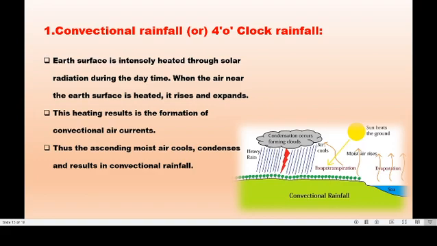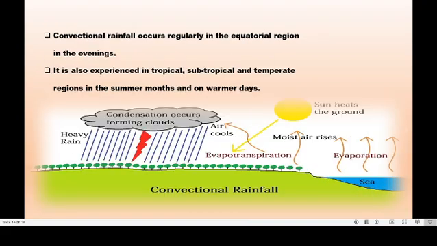But in case of conventional rainfall, it is true that the layer of the earth gets heated. As it gets heated, it expands and rises. The water molecules or the water vapor reach the condensation level, and then fall down as conventional rainfall. Such rainfall is because of heat, because of the radiation from the sun. You can witness such rainfall in tropical and subtropical regions in the summer months. And these rainfalls most probably occur in the equatorial regions in the evening time.